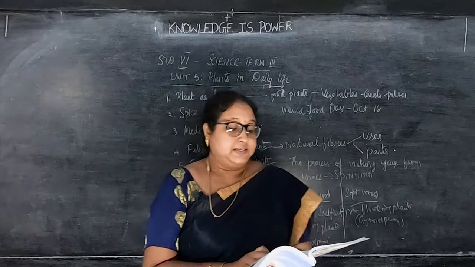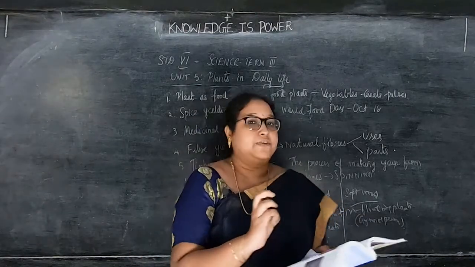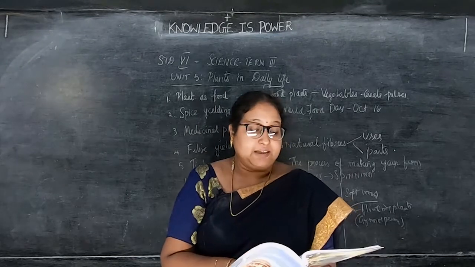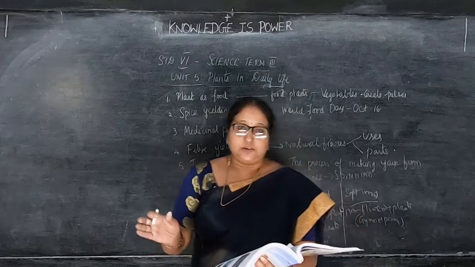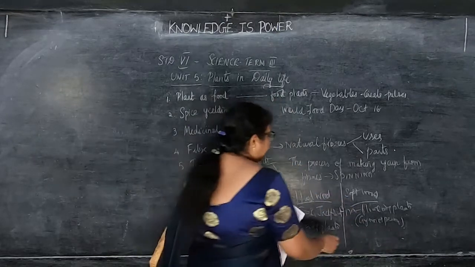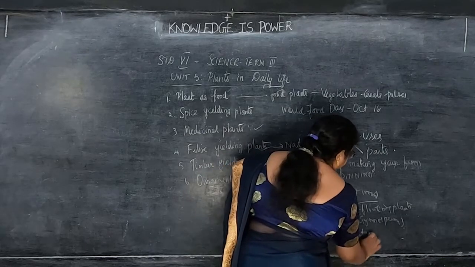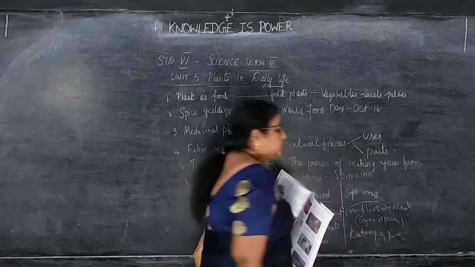Now, certain angiosperms also yield softwood. So softwood we get from the non-flowering plants, that is gymnosperms. And they have a wide range of applications, making plywoods and wooden boxes. All these we make from the softwood. Example, kadampa and pine. So these are the examples of the softwood, okay?